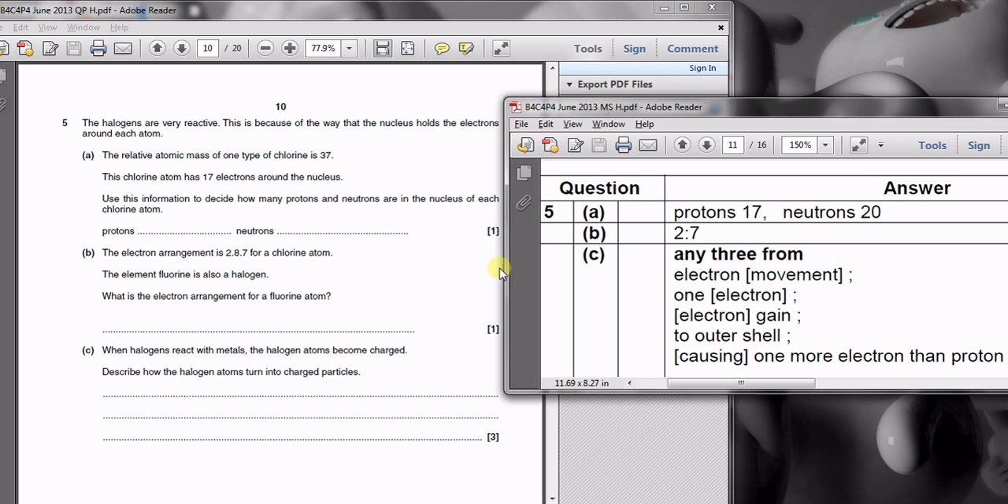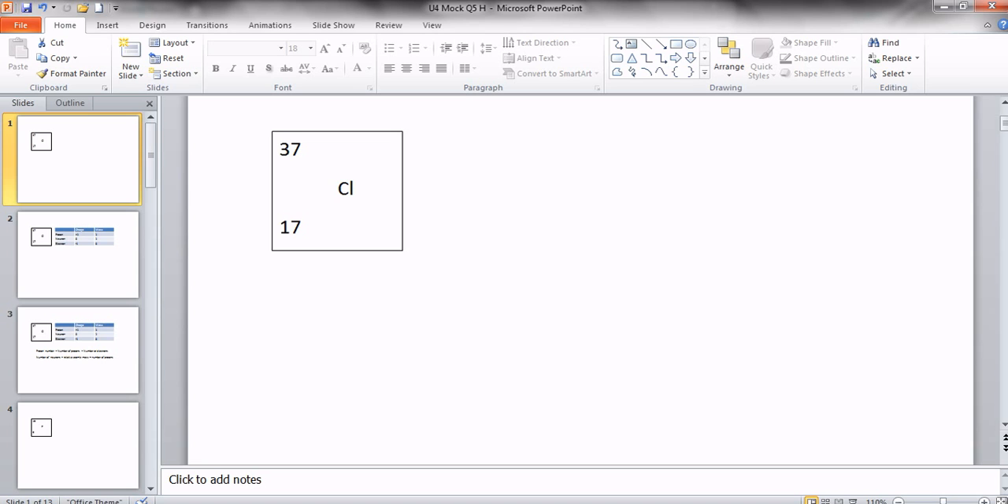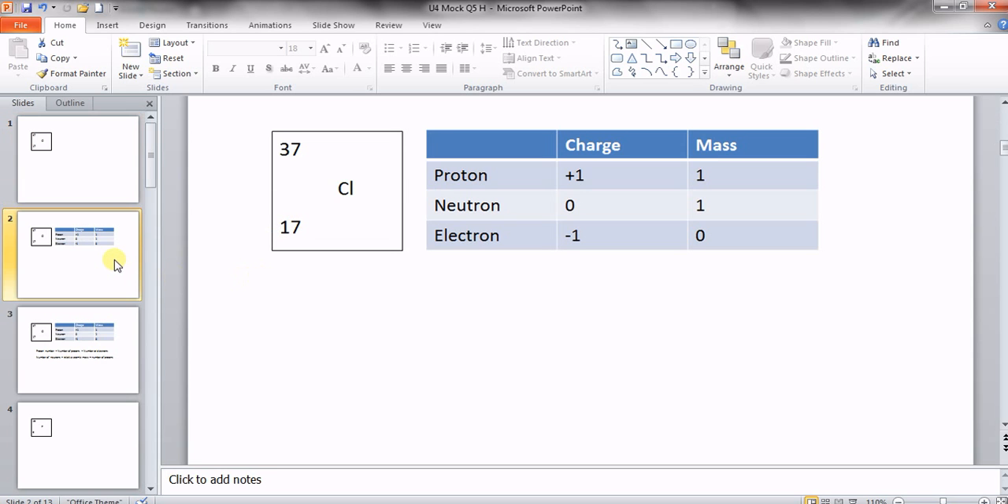Okay, so to be able to work this out, we need to have a bit of background information. This is that information as it would be shown in the periodic table. Remember, that's on the back of the paper. This is the relative atomic mass. This is the proton number, or the number of electrons, which was given to us in the paper. So what we need to remember is that the number of protons in any atom is the number of electrons. Protons and electrons are always the same in an atom. So if there are 17 electrons, there are going to be 17 protons.